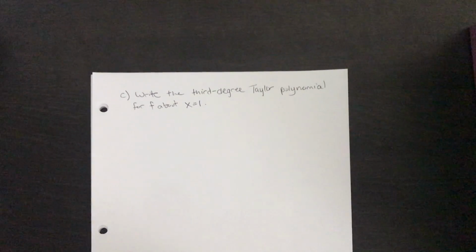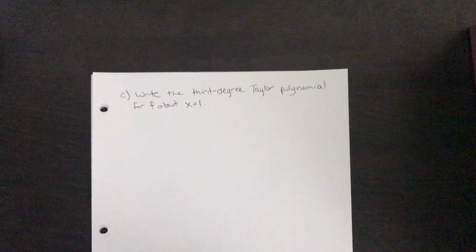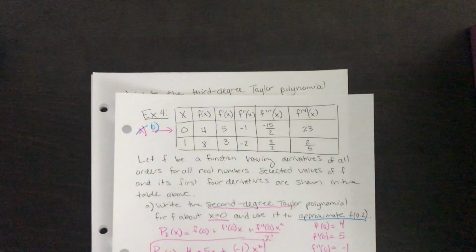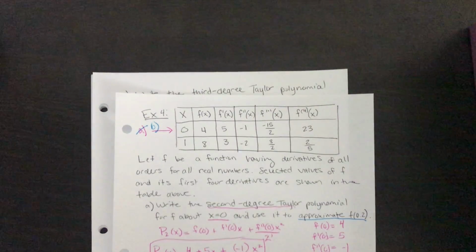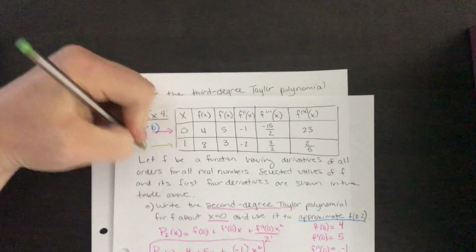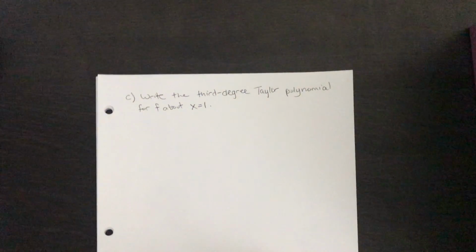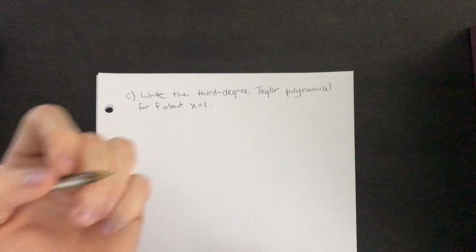C says write the third degree Taylor polynomial for f about x equals 1. So this is the one problem that is going to ask us to use this bottom row. So once again, be careful with what you're looking at here. So A and B, we use the first row. C is going to use the bottom row there. C says write the third degree Taylor polynomial for f about x equals 1.